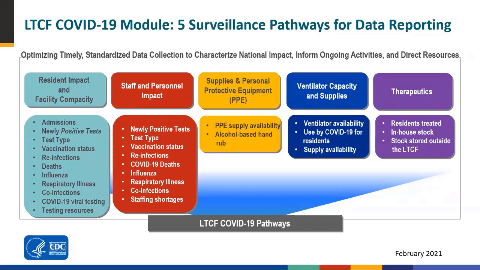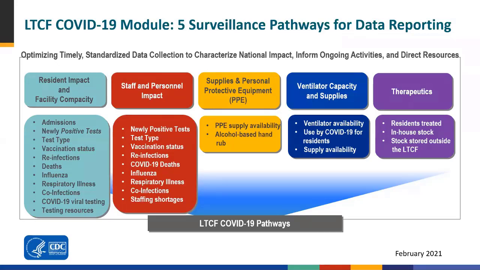Our first pathway that we have here is the resident impact and facility capacity pathway. This takes into consideration facility capacity based on bed size and current capacity, as well as resident impact for COVID-19 for the reporting week. This pathway also assesses SARS-CoV-2 viral testing capacity and resources for a facility during the reporting week. In this pathway, vaccination status for residents who have a newly positive test will be reported here as well.